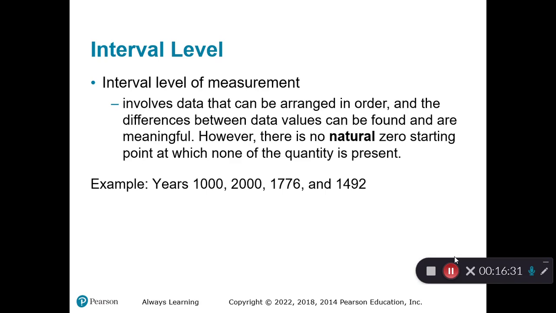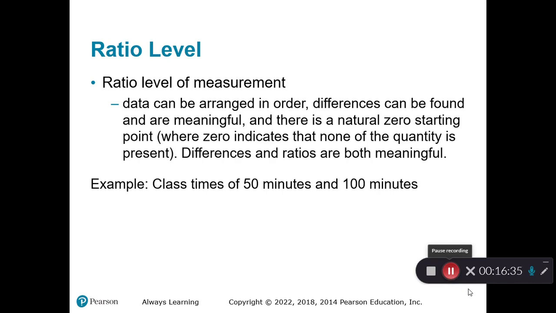Let's look at our fourth and last level. So here we are at the ratio level of measurement. So in the ratio level of measurement, we do have numerical values that have a meaningful order. They also have meaningful differences between values. And now we gain that missing piece, which is that these values have a natural starting point.